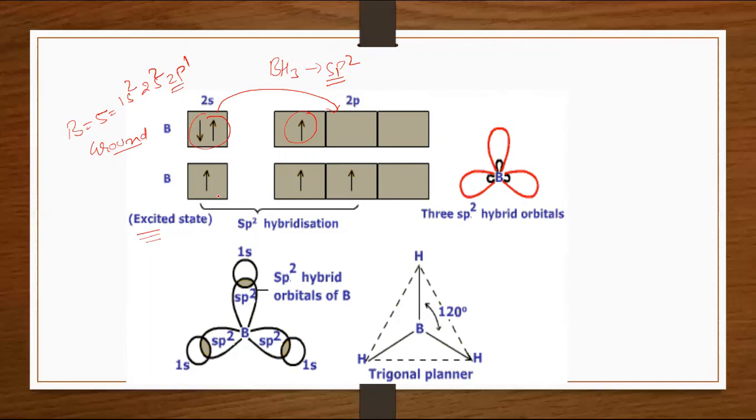In the excited state, we observe one s and two p orbitals are involved. The hybridization is known as sp2 hybridization. When they arrange themselves, they will form a trigonal shape. This hydrogen atom, which is spherical in shape, intermixes with these three hybrid orbitals and will form the BH3 molecule, which has trigonal planar geometry in which the bond angle is 120 degrees.